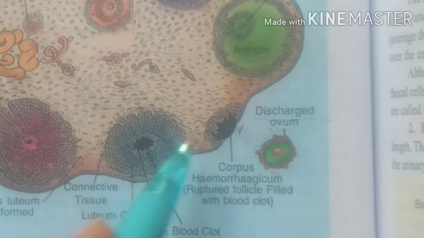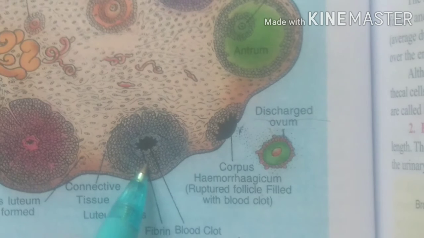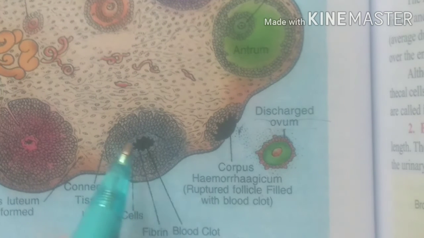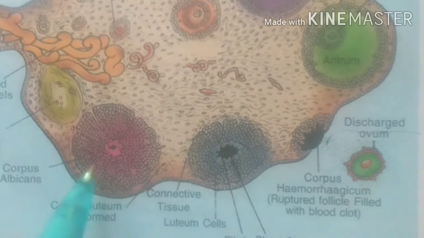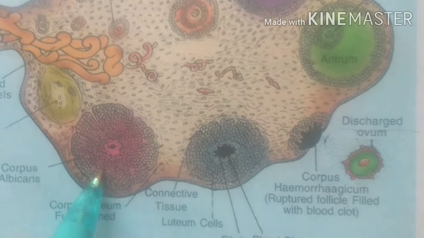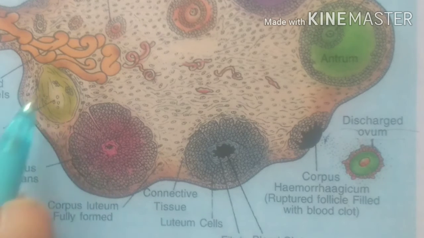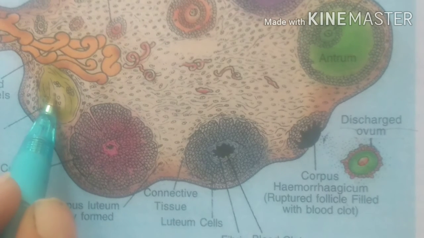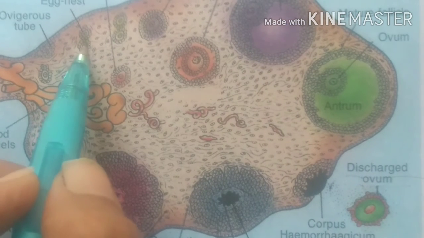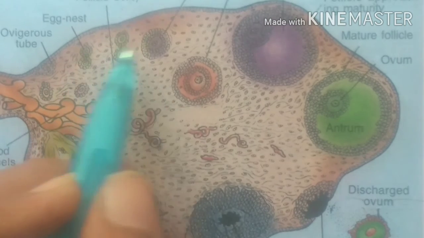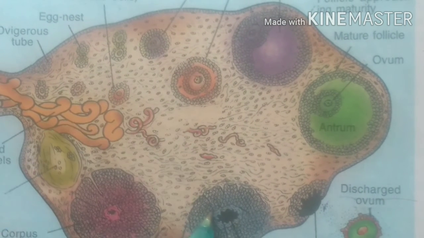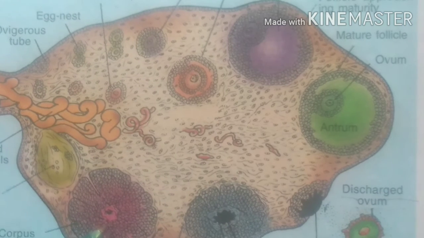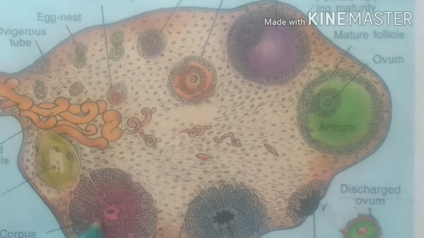When the ovum is discharged, the empty follicle gets converted into the corpus luteum. The corpus luteum is also a secretory structure which secretes the hormone progesterone. If fertilization does not take place, the corpus luteum gets converted into the corpus albicans. It is the dead body of the corpus luteum. So this is the beginning point of one follicle. Inside the follicle the ovum is present. The ovum is released, and the follicle changes to corpus luteum and corpus albicans. So this is the end of the follicle.